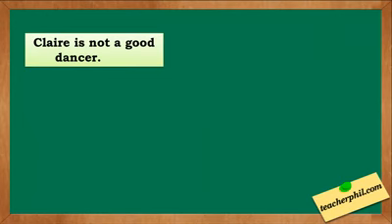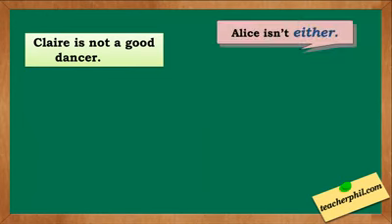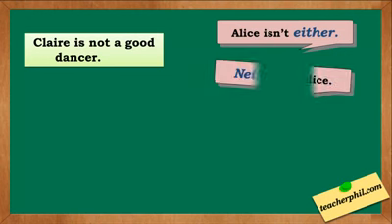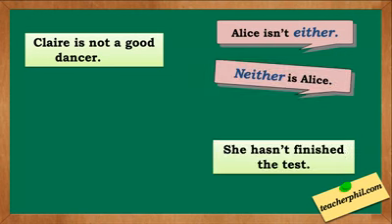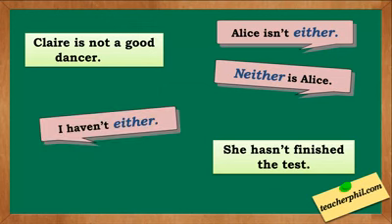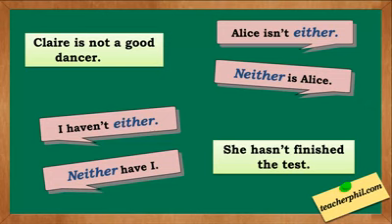Claire is not a good dancer. Alice isn't either. Or, neither is Alice. She hasn't finished the test. I haven't either. Or, neither have I.